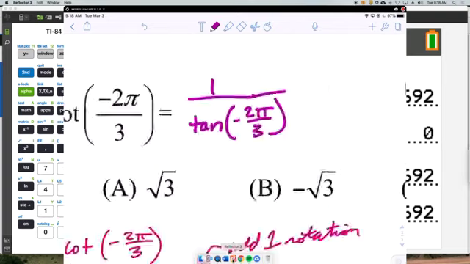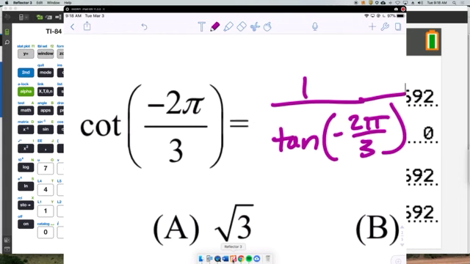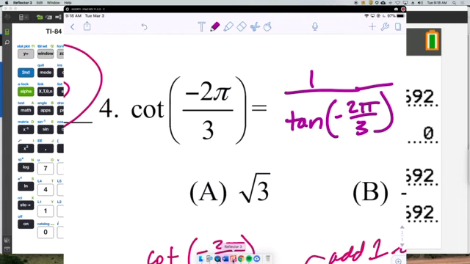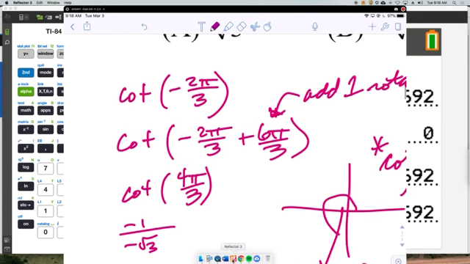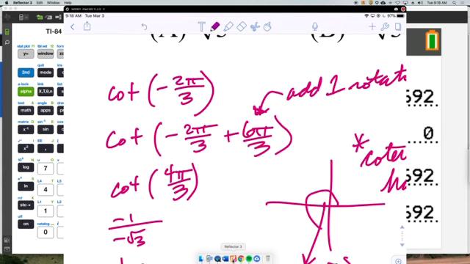So what's the other way to do it? Hey, it's blah, blah, blah pi thirds. That's coterminal with something on the unit circle. So you can do one of two things. You can either add 2 pi to it, add a full rotation to it. 2 pi is the same as 6 pi thirds, right? So negative 2 pi thirds is coterminal with 4 pi thirds.